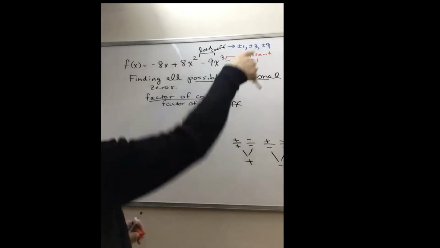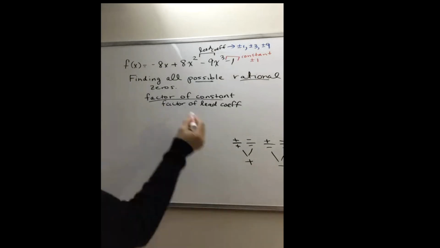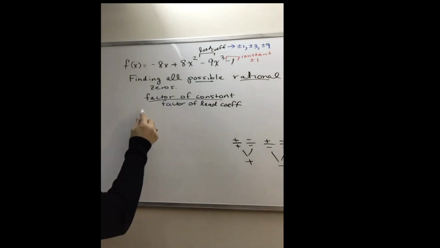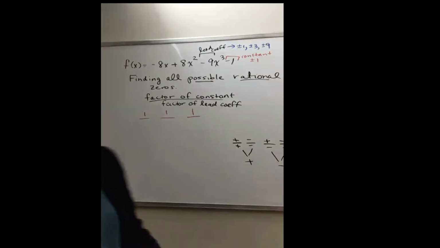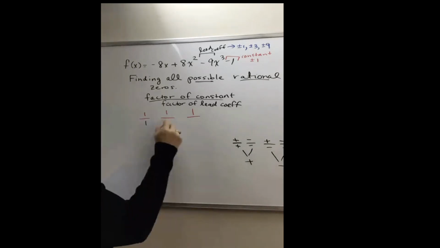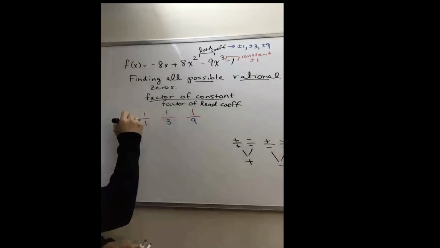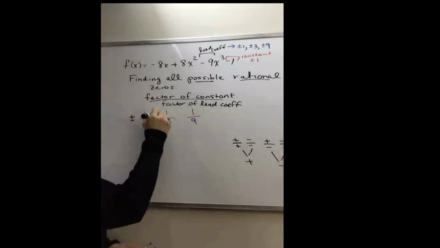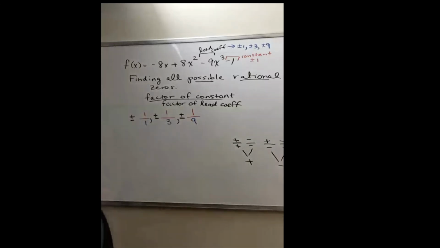And then I have 3 possibilities for factors in the denominator. So the numerator can be 1, and the denominator has 3 options. So the denominator can be 1, 3, or 9 in this problem. And then we'll just stick the plus minus out front. So I could have plus or minus 1, I could have plus or minus 1/3, or I could have plus or minus 1/9.